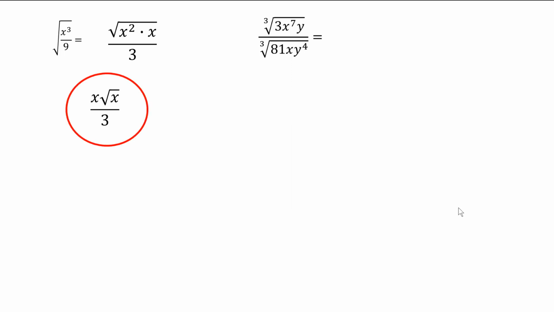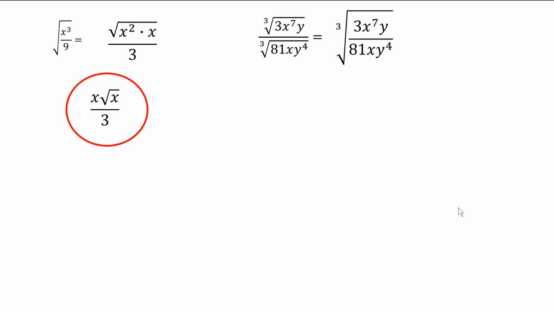So in this next one, you have the cube root of 3x to the 7th y over the cube root of 81xy to the 4th. And the fact is that the quotient of two radicals is equal to the radical of the two quotients. In other words, you can rewrite this as the cube root of that quotient, of that fraction. Fraction means division, quotient.